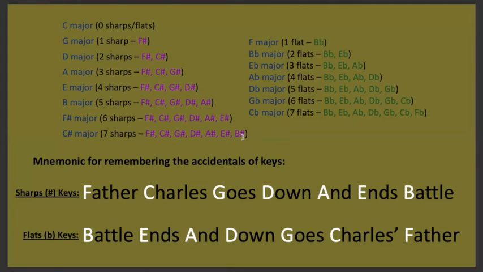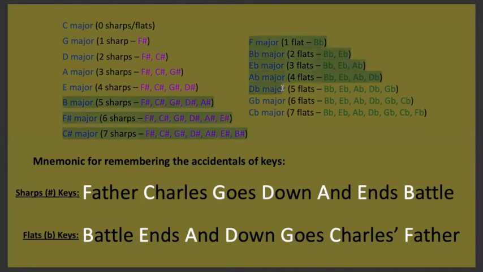Now, if you know that A major has 3 sharps, you can use this mnemonic to help you, because it'll be the first 3 words. Father Charles goes. Now for the flat keys, it's very interesting because it's the same words but read backwards. Battle ends and down goes Charles's father. I've put in a little apostrophe there just to be grammatically perfect. So this one, we have a slightly more morose image of the war ending and poor Charles, his father, has maybe not made it. So this is quite handy for the flats.